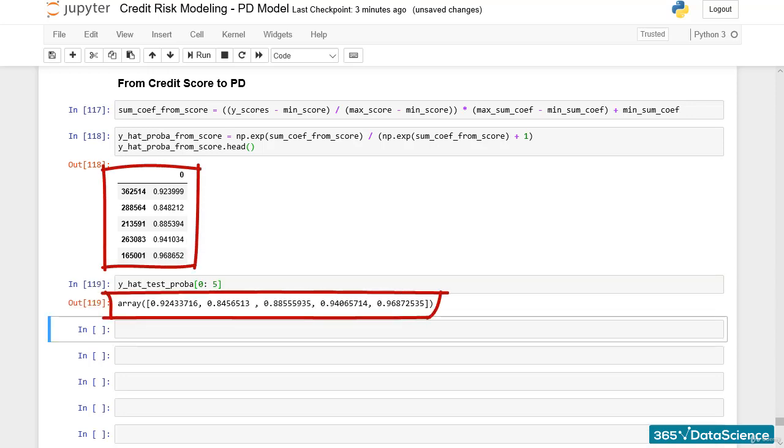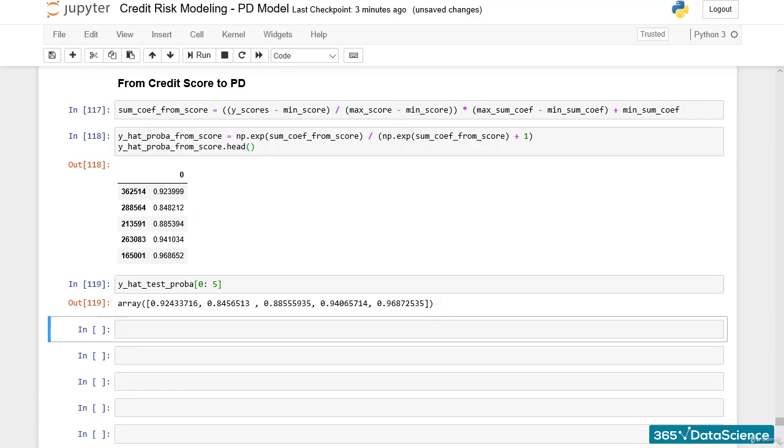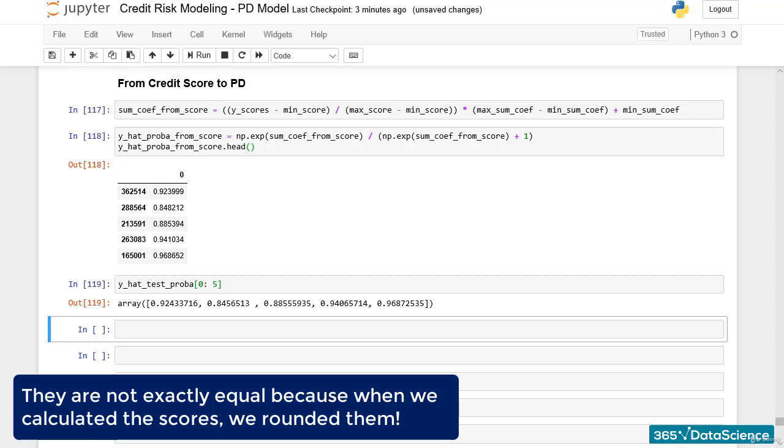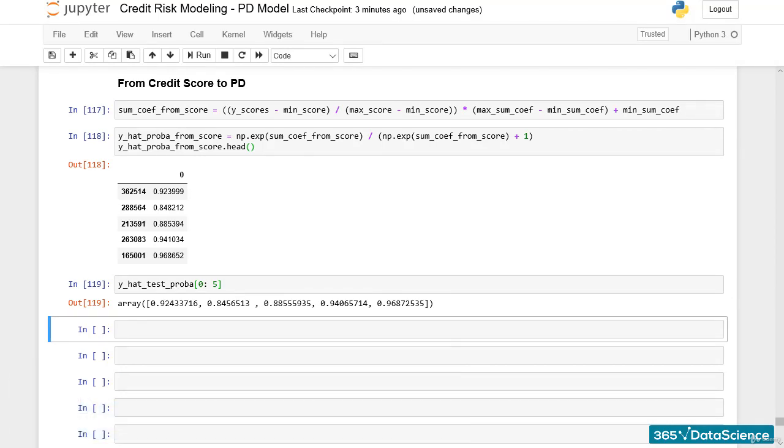The probabilities are very close. But why aren't they equal? Well, because when we determined the scores that each dummy category would contribute to the overall score, we rounded them. And indeed, the differences are negligible. Okay. Now we know how the probability of being a good borrower can be obtained directly from the credit score.